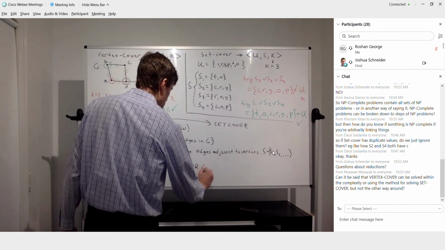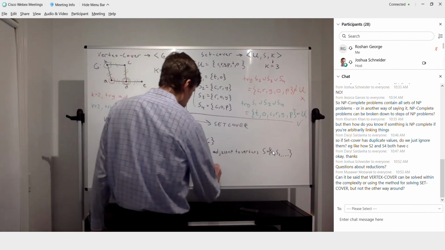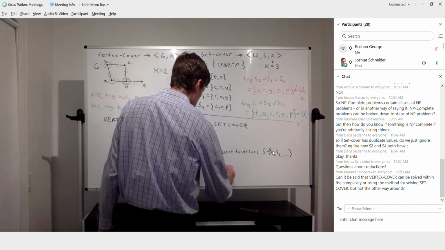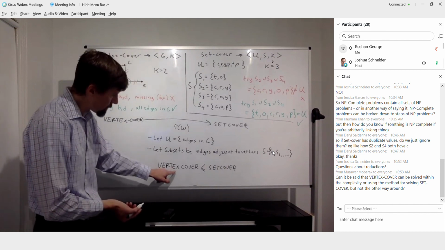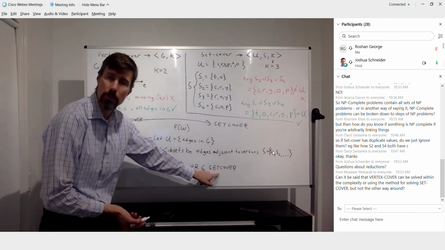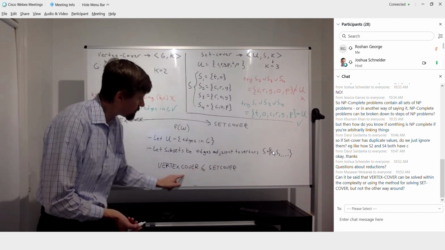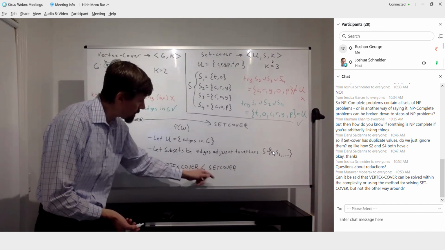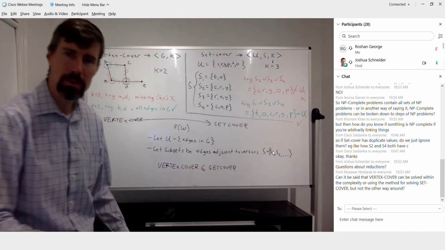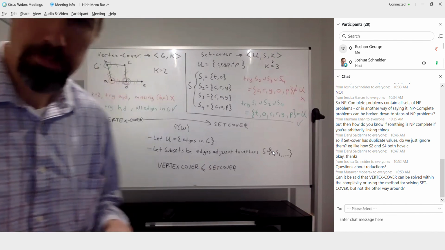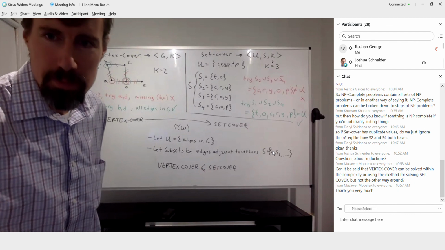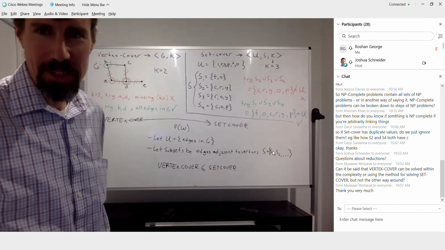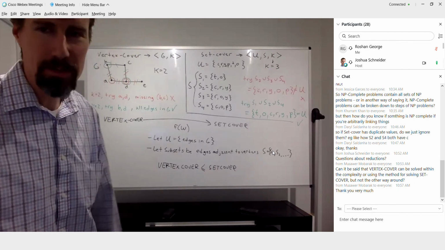We have vertex cover reduces to set cover, right? What that means is the computational complexity of vertex cover must be contained within set cover. But for this particular pair of problems, you can't flip it around. Can't flip it, right? So, good question. Or you can't flip it using this method, right?